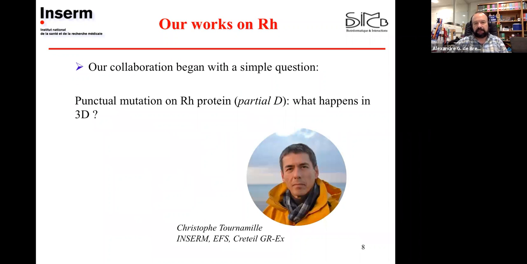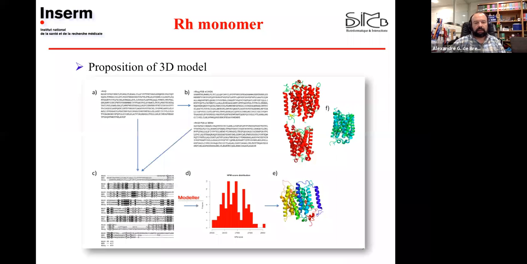Our collaboration began with a fourth guy, Christophe Tonamil, who asked us what is the effect of a punctual mutation on an RH protein. What happens in fact in 3D? So, using two structural templates with 30% of sequence identity with the RHD protein, we generated a multiple sequence alignment, and with this structural information, we generated more than 100 structural models. Using our own approach called HPM, we have selected at the end the most interesting RHD structural model represented here on this picture.